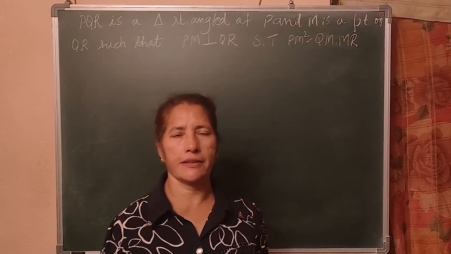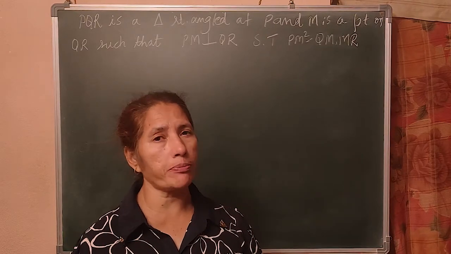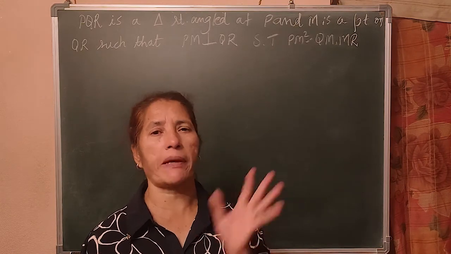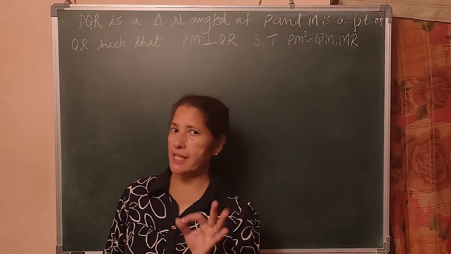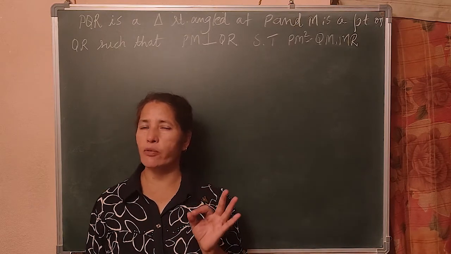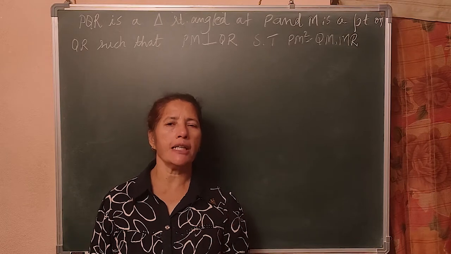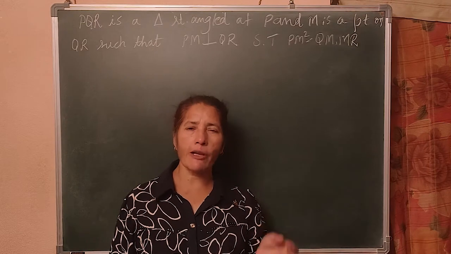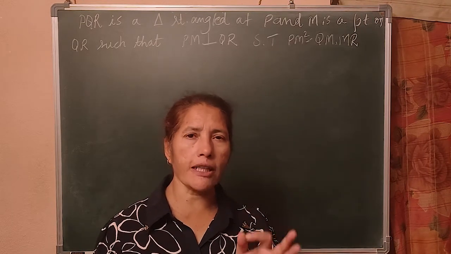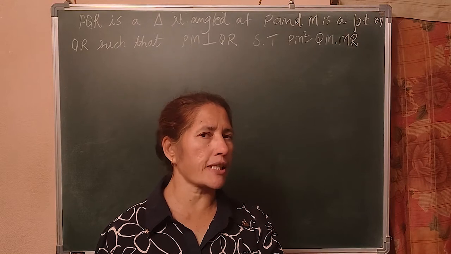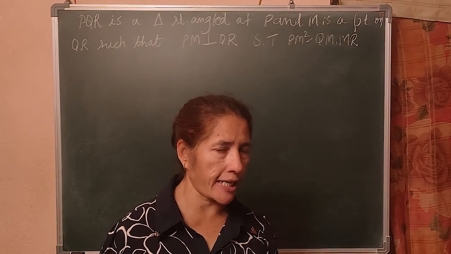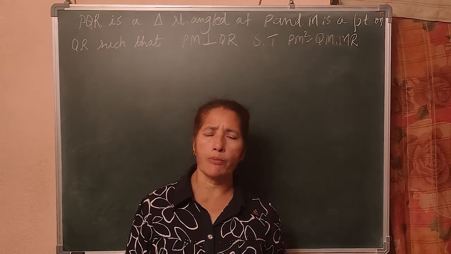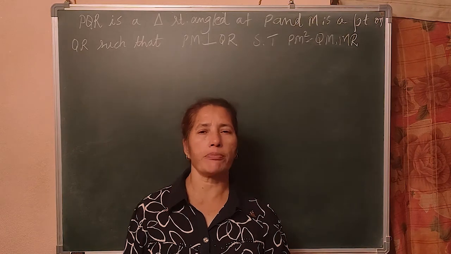Hello everyone. In the last class we studied the Pythagoras theorem, the converse of the Pythagoras theorem and problems on the Pythagoras theorem. Our Pythagoras theorem says in a right angle triangle the square on the hypotenuse is equal to the sum of the squares of the other two sides. The converse says if in a triangle the square on the longest side is equal to the sum of the squares of the other two sides, then those two sides contain a right angle. And based on that we worked out many problems.